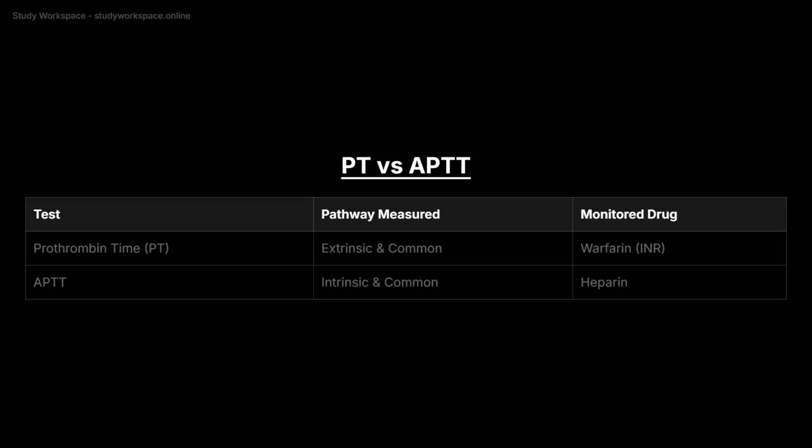Now let us compare the two main coagulation tests. Prothrombin time measures the extrinsic pathway and the common pathway. Activated partial thromboplastin time measures the intrinsic pathway and the common pathway. A common examination question asks which drug is monitored using which test. Warfarin is monitored using the International Normalized Ratio and prothrombin time. Heparin is monitored using the activated partial thromboplastin time.